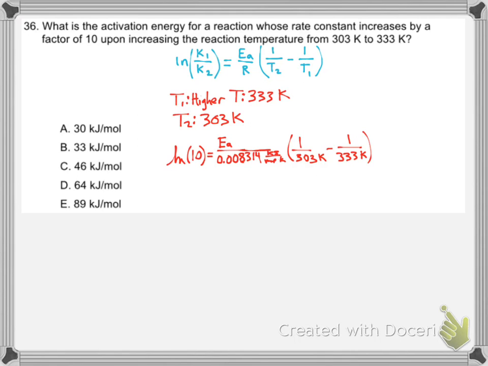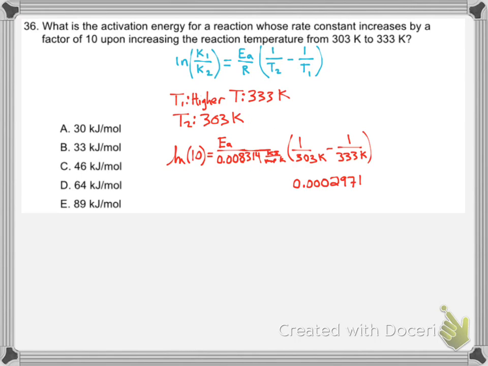My biggest piece of advice at this point is don't be a calculator superhero, okay? So just methodically go through and make sure that all of your calculations work, because it's easy to misplace a parenthesis or something like that here. So the first thing I like to do is I like to get rid of this whole mess of stuff inside the parentheses. So we'll do 1 divided by 303 minus 1 divided by 333, and this ends up being 0.000297.